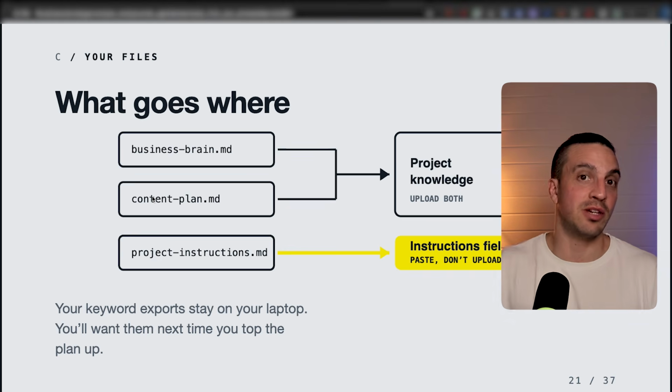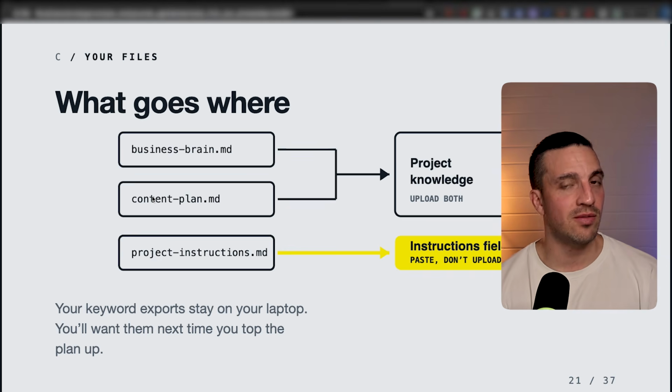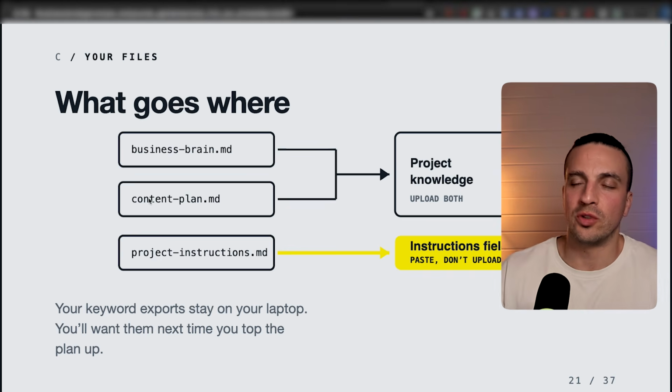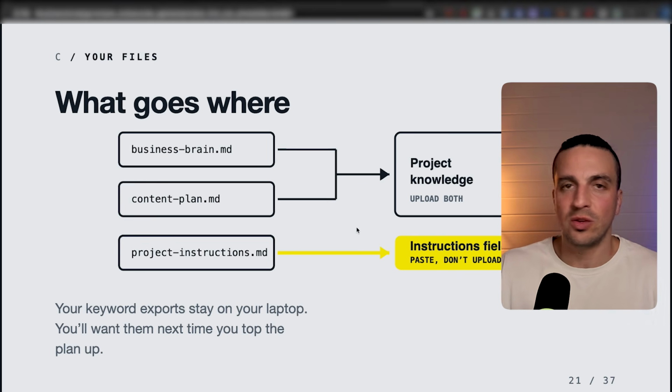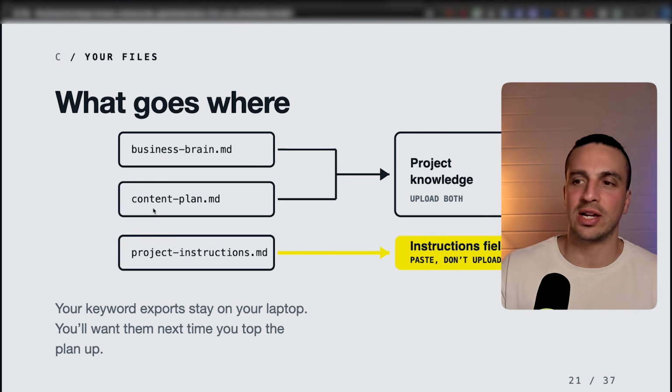The content plan is going to be derived from the SEO data that we gave it, as well as a little bit of Google Search Console data. And then we also have project instructions, but that doesn't go inside of the project knowledge, the custom knowledge. It goes into the instruction field. Don't worry, I'm going to show you how to actually set all this up.